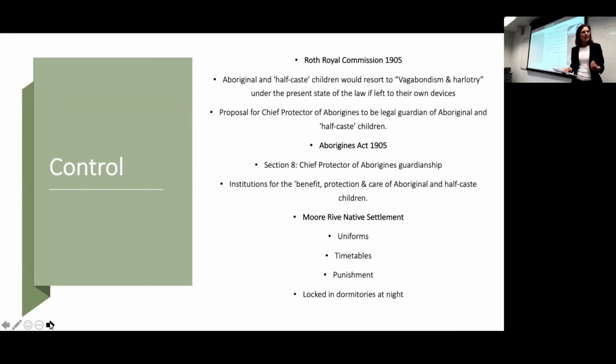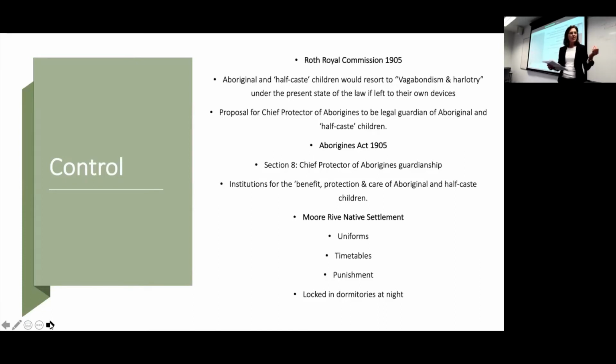So because of his recommendations and findings, the Aborigines Act was implemented in 1905, and the two key sections that I'm going to look at: one was that the Chief Protector of Aborigines was given guardianship over children 16, so they lowered the age, 16 years and under. And also in the Act, institutions are defined as for the benefit, protection and care of Aboriginal, Aborigines and half-caste children.